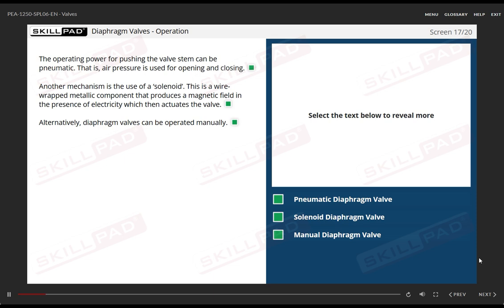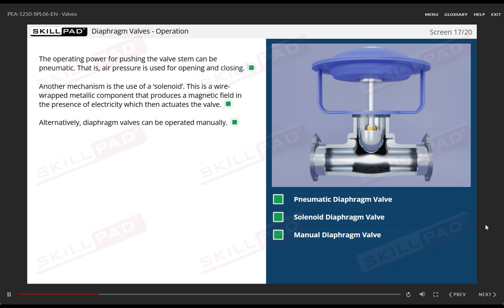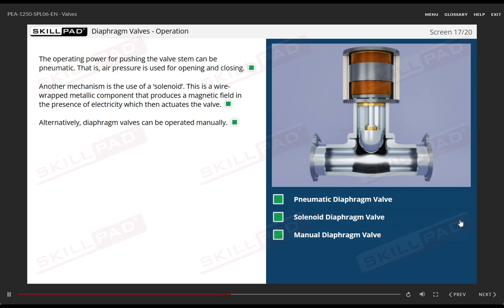Diaphragm valves operation. The operating power for moving the valve stem in a diaphragm valve can be pneumatic, that is, air pressure is used for opening and closing. Another mechanism involves use of a solenoid. This is a wire-wrapped metallic component that produces a magnetic field in the presence of electricity, which then actuates the valve. Alternatively, diaphragm valves can be operated manually.